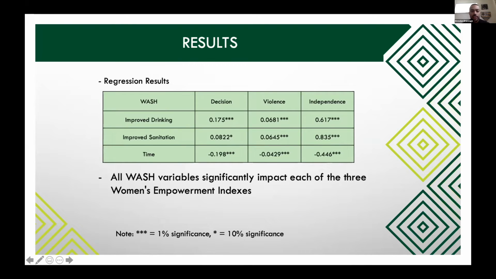So here's our results. WASH variables significantly impact all of our women empowerment indexes. So each one of our WASH variables has a significant impact on decision, violence, and independence. And they all move in the direction we suspect, like improved drinking and sanitation increase women empowerment, and more time to get water decrease women empowerment. And that's why the time one is negative here, right? So what we're saying is that better WASH means better empowerment.